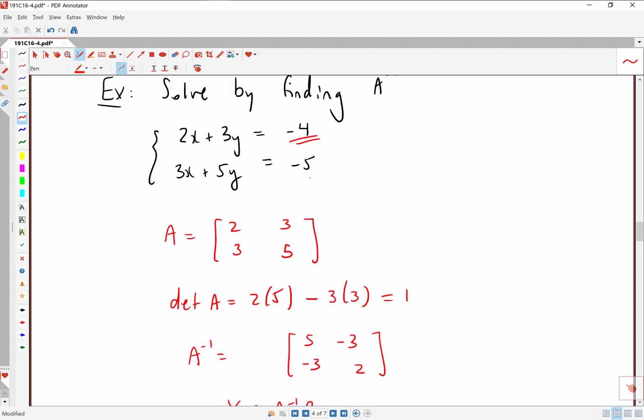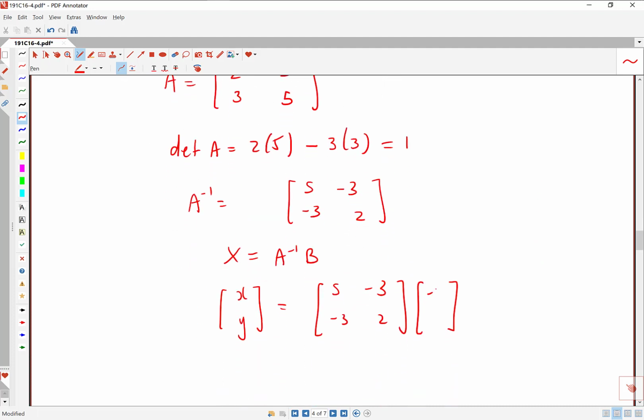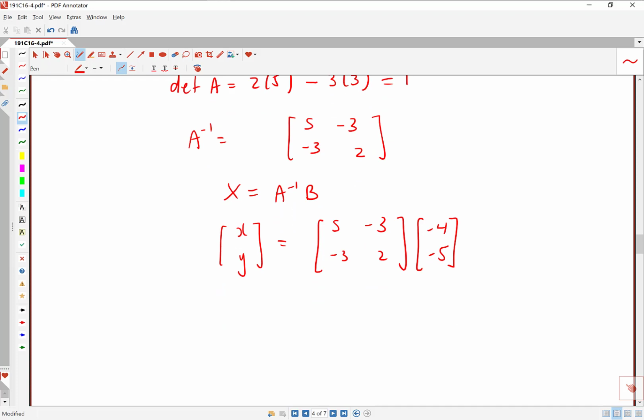Look at the constants on the right side of the system, -4 and -5. All right, so that's what we'll plug in there. And then we'll do a little matrix multiplication, and that's going to give us our answer. So we're going to have our answer in the next step.